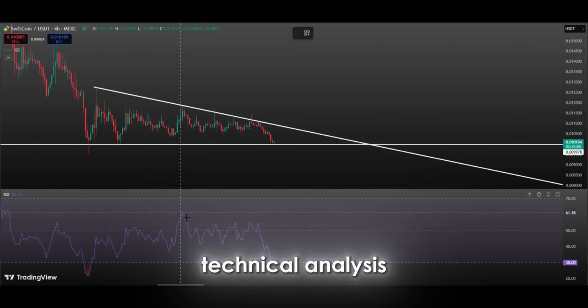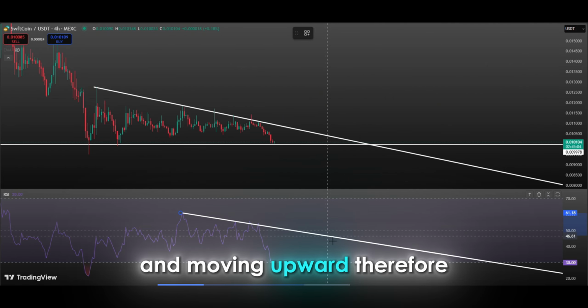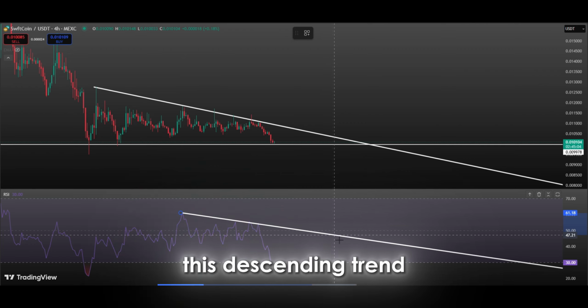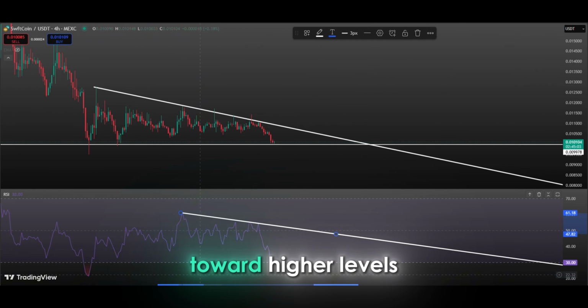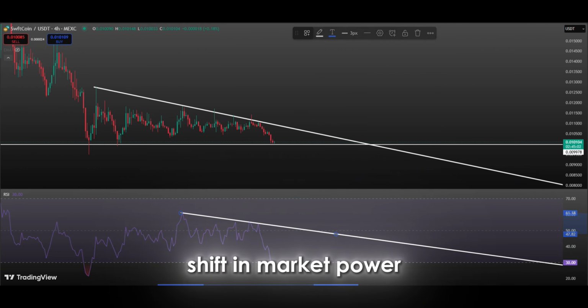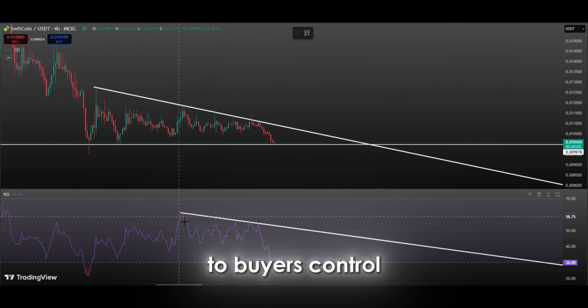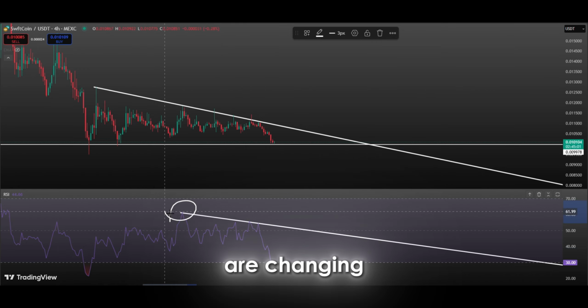In technical analysis, this often leads to the price following the same direction and moving upward. Therefore, the RSI breaking this descending trend could lay the foundation for the price to accelerate toward higher levels. This breakout generally represents a shift in market power from sellers' control to buyers' control. Investors pay close attention to such breakouts because market dynamics are changing and new opportunities are emerging.